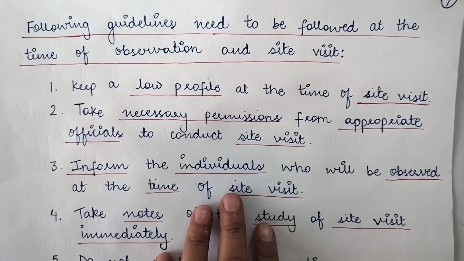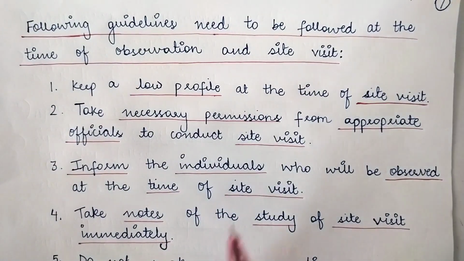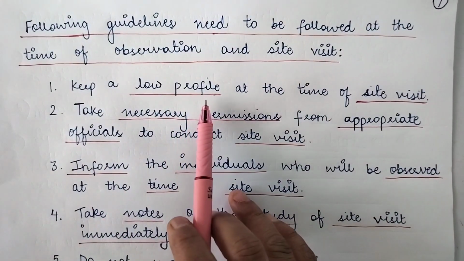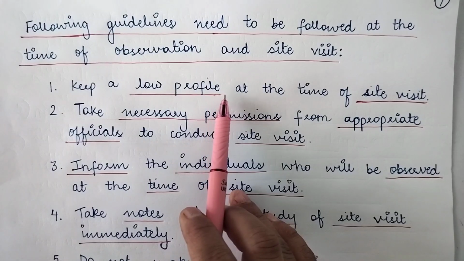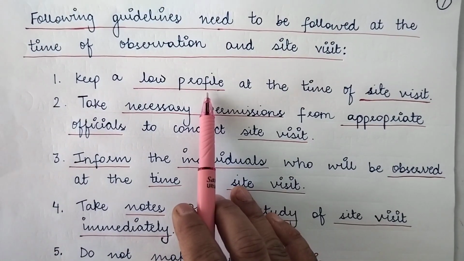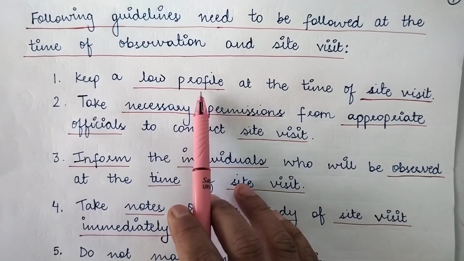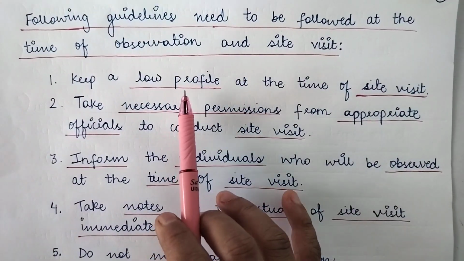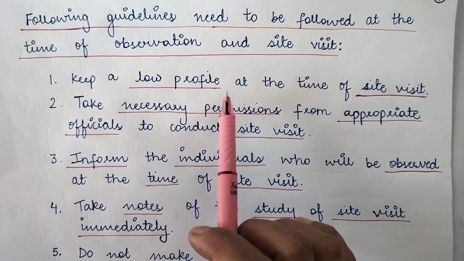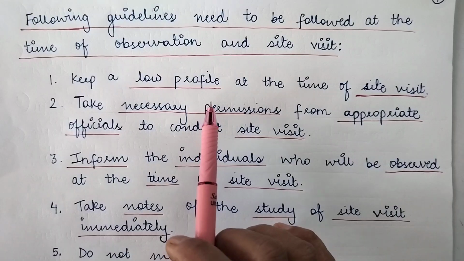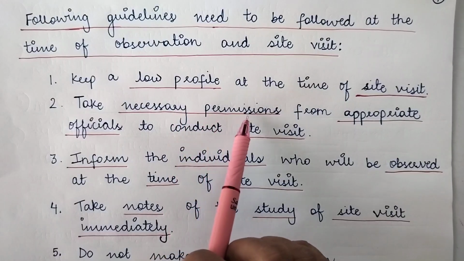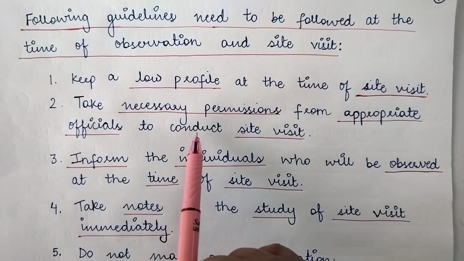Now there are some important guidelines that must be followed at the time of observation and site visit. What are these guidelines? First of all, the system analyst must keep a low profile at the time of site visit. The system analyst must remember that he is not going to the organization to intimidate or influence anyone. So he must keep a low profile, so that the people working there do not get intimidated or feel influenced by the system analyst, because this would affect their work.